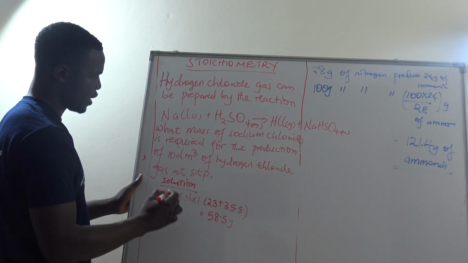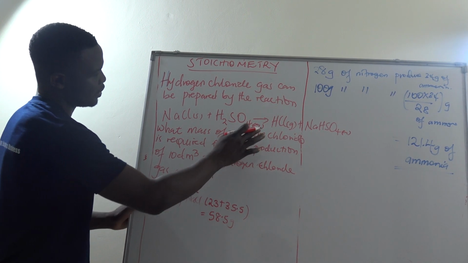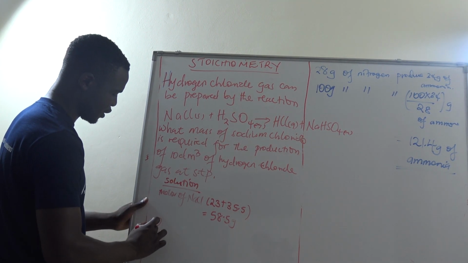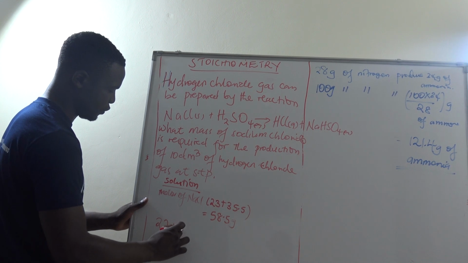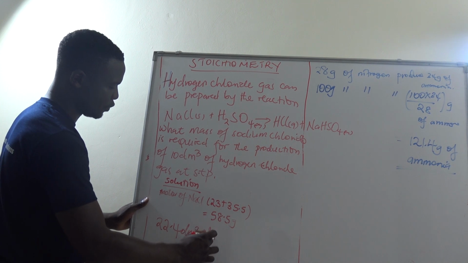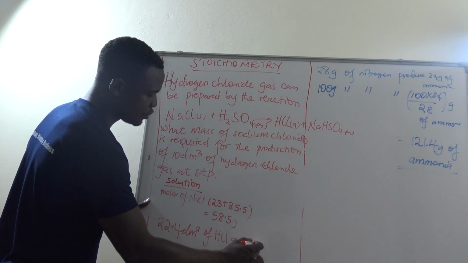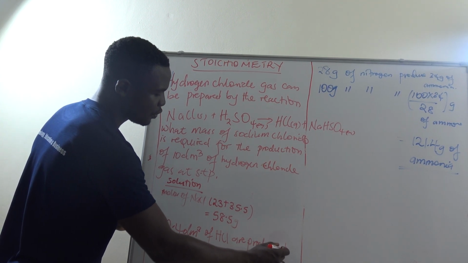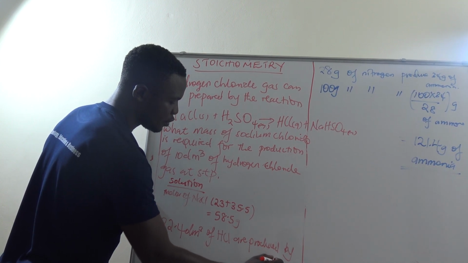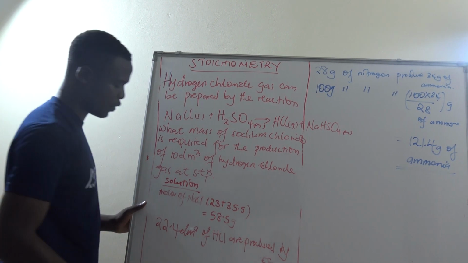Now, 1 mole is being produced by 58.5 grams of sodium chloride. How do we approach the question from first principles? Since we are looking for this in terms of volume, we are going to say that 22.4 decimeters cubed of hydrogen chloride are produced by 58.5 grams of sodium chloride.